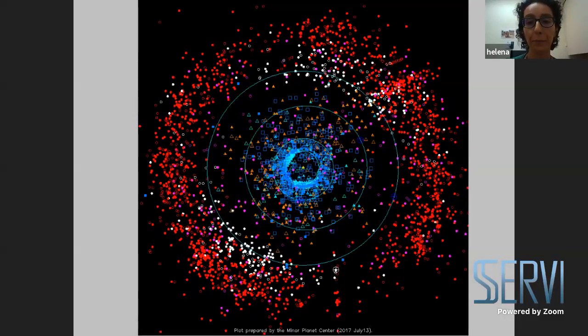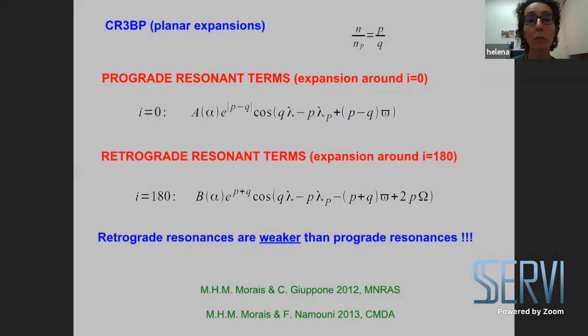Next slide. Okay, so we want to study resonances, resonances at high inclination. We already know how they behave at small inclinations. In particular, if we have a resonance of the type P over Q, which is the ratio of the mean motions, we know that in the planar case, when the relative inclination is zero, the resonance terms look like this. So the amplitude is proportional to the eccentricity to the power of P minus Q.